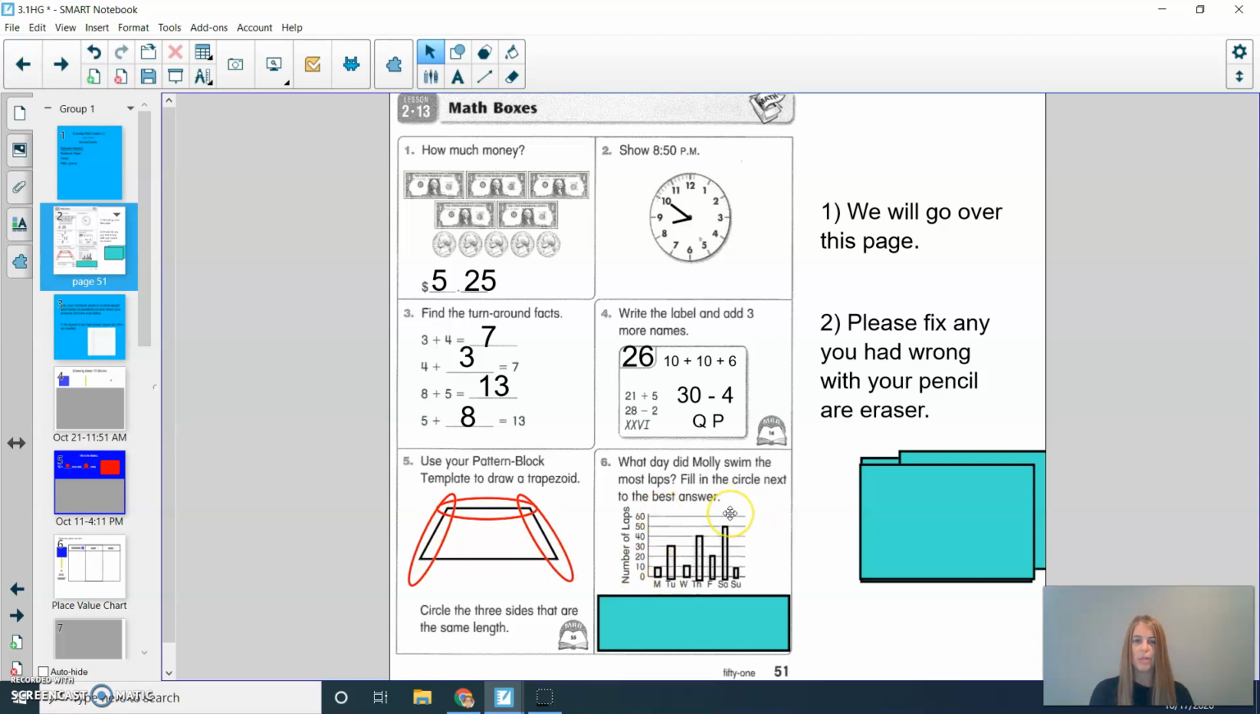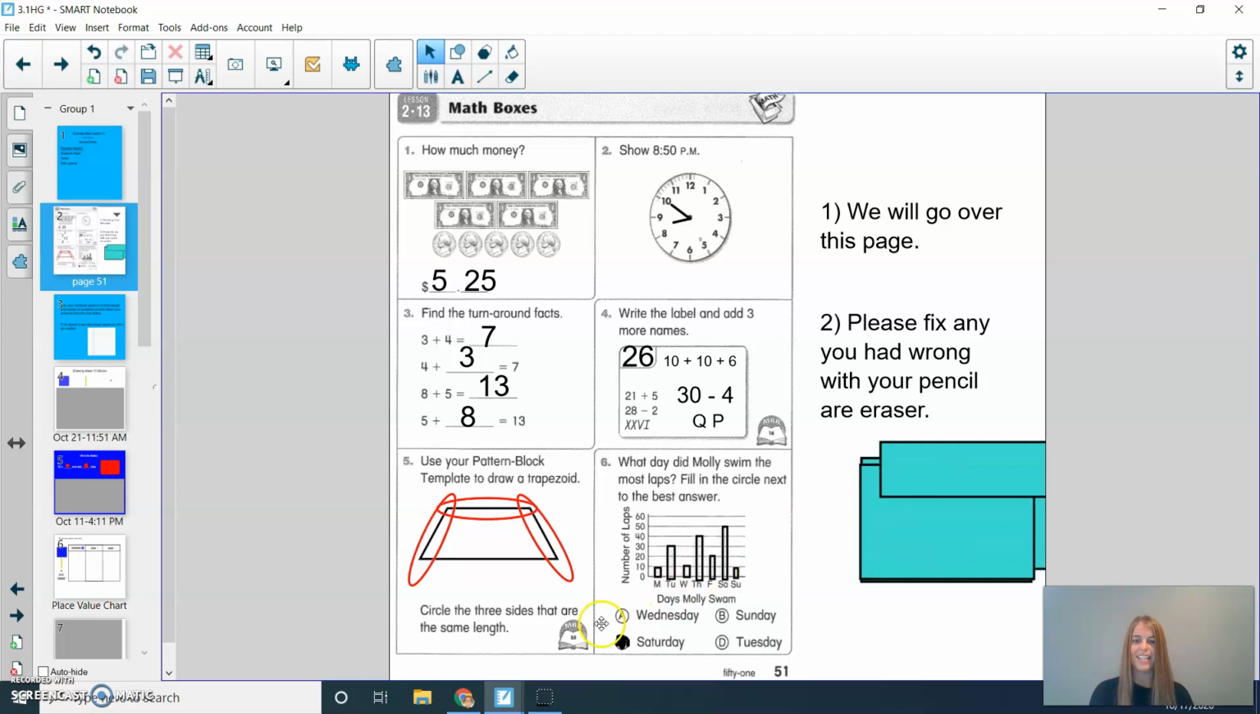And then for question number 6, what day did Molly swim the most laps? Looking at that, I can see my bar is the highest on Saturday. So my answer would be C, Saturday. So again, double check to make sure you have yours correct, and if you have any mistakes, you can fix those with your pencil and eraser.